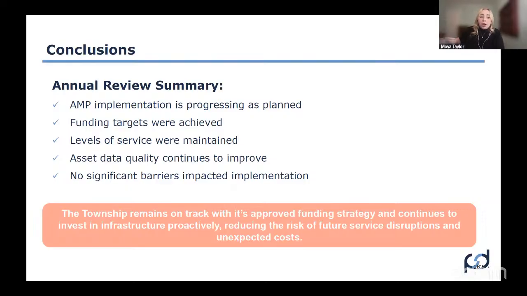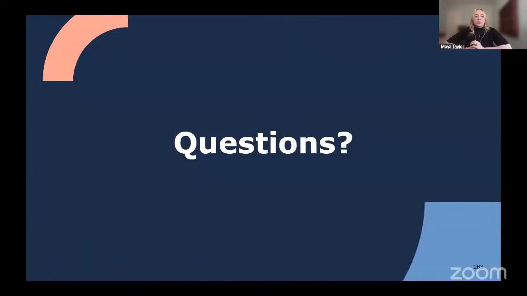The township is still on track with its approved funding strategy, and it continues to invest in its infrastructure proactively, which is reducing the risk of future service disruptions. The township did not encounter any significant barriers to implementation and remains committed to continuous improvement. This satisfies the annual reporting requirements under O. Reg. 588/17. Next slide, please. So thank you all very much for your time, and I'll welcome any questions.